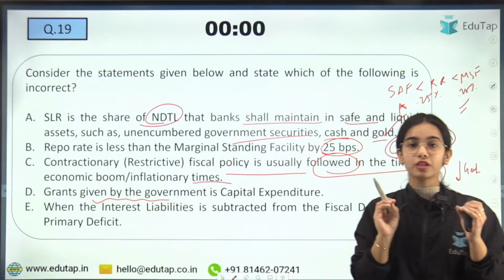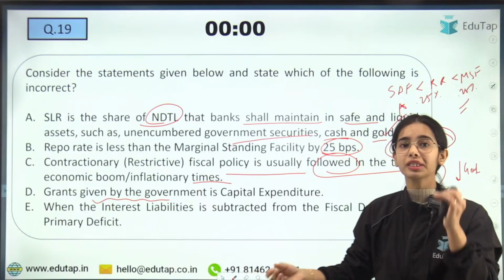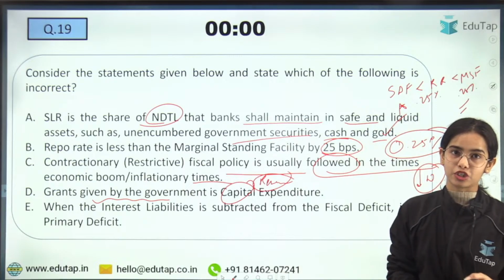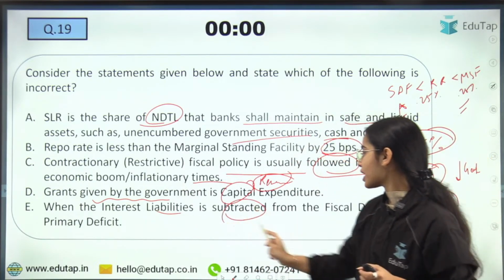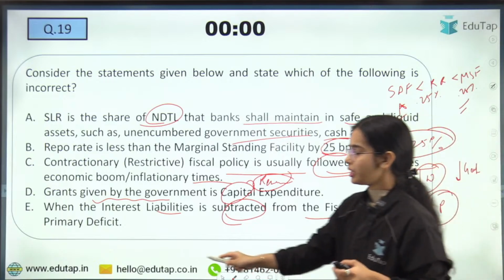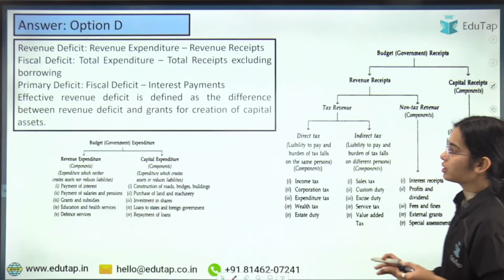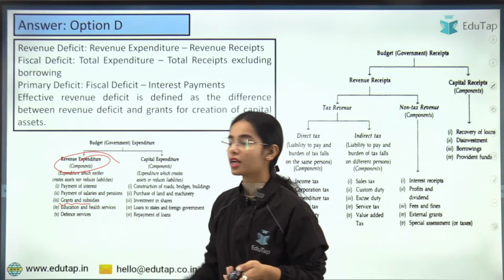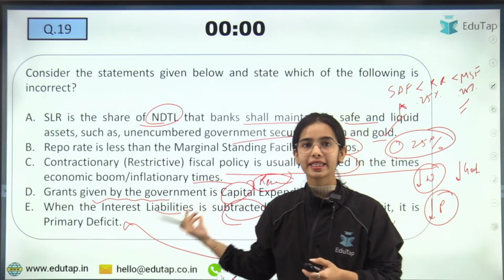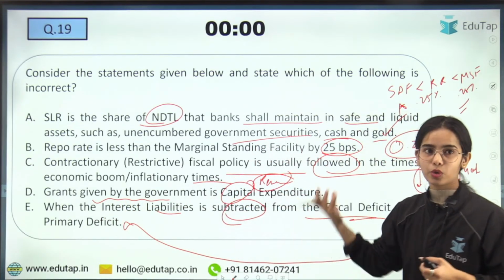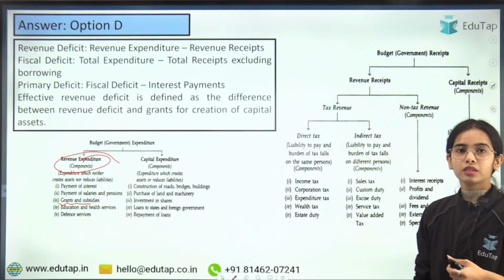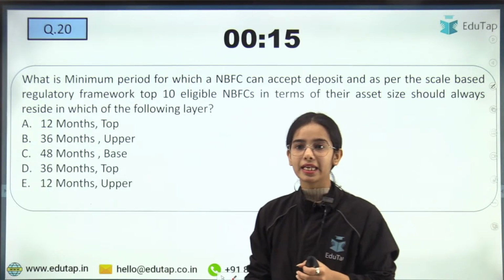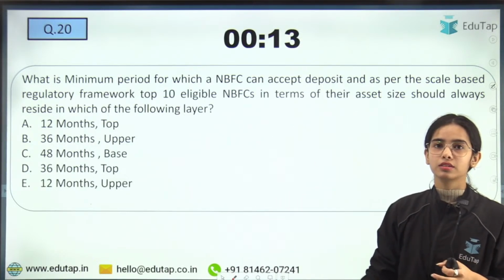Grants given by the central government to the state government come under the revenue expenditure of the government, not the capital expenditure. The interest liabilities are subtracted from the fiscal deficit to come to the primary deficit. So here the grants are a part of revenue expenditure, and that's why D was the incorrect statement. All the other statements are correct. Okay. Now coming to the next question, what is the minimum period for which an NBFC can accept deposits?